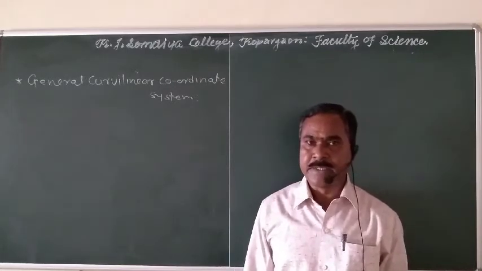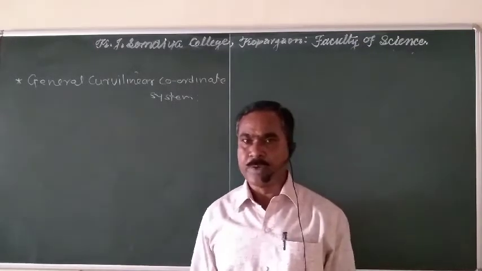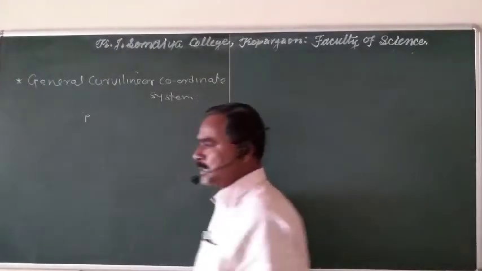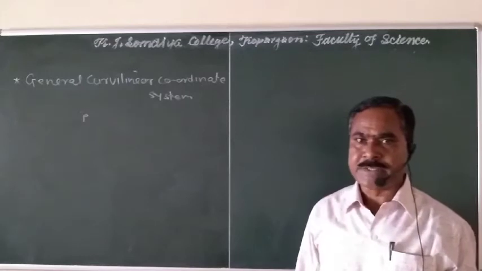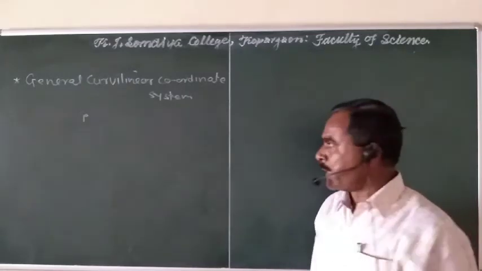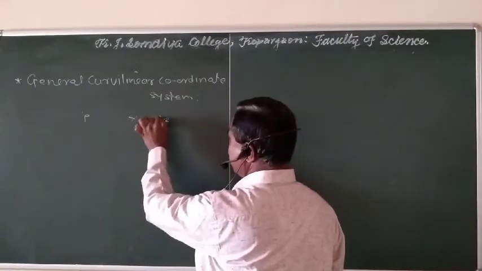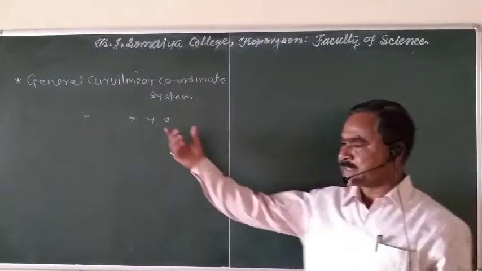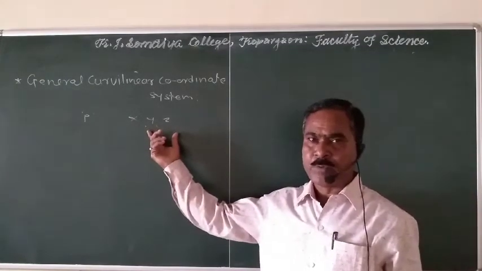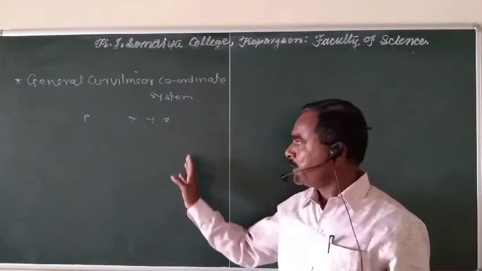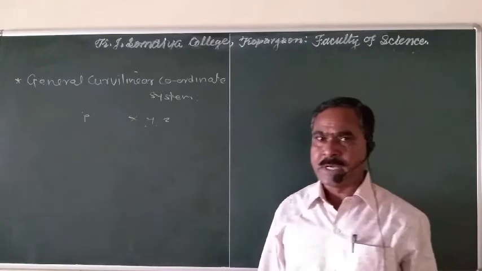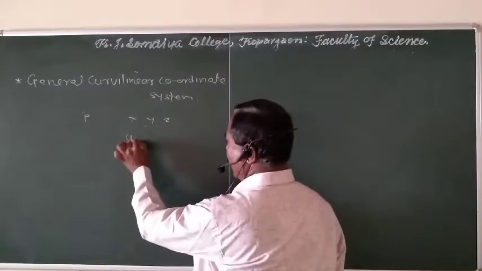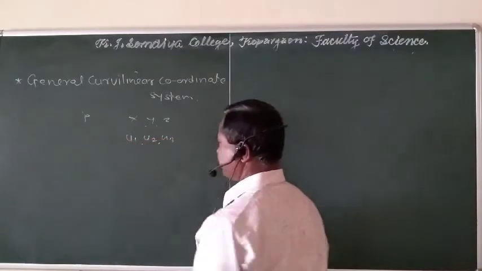Before that, we know that any point in space is fixed with Cartesian coordinates x, y, z, and these coordinates are mutually perpendicular to each other. That means the position of point P in space can be fixed by using the Cartesian coordinate system having coordinates x, y, z. These x, y, z axes are mutually perpendicular to each other.